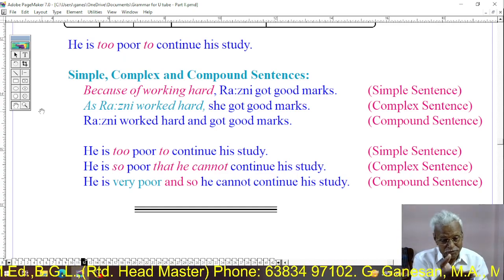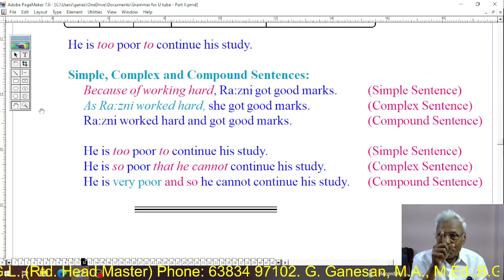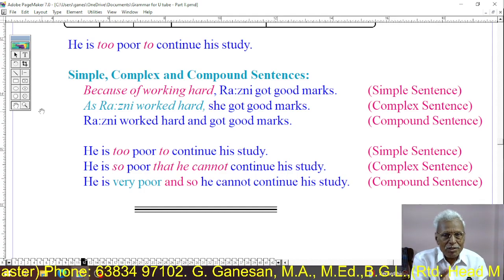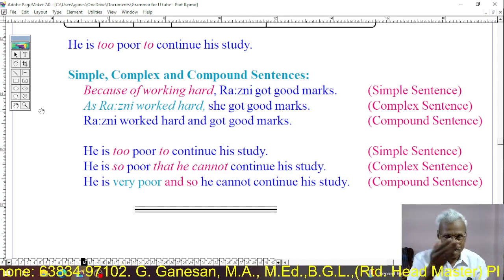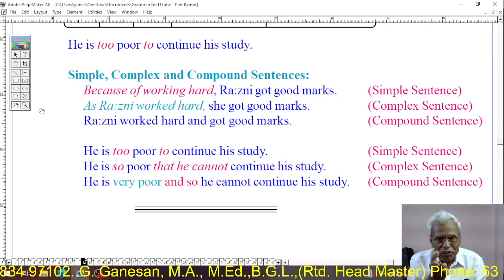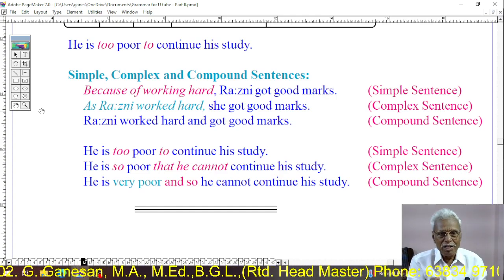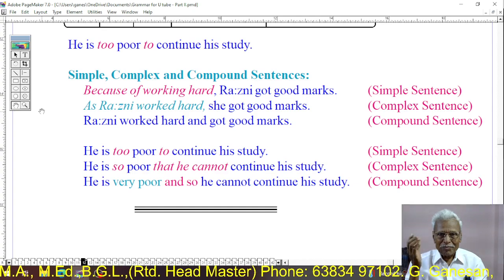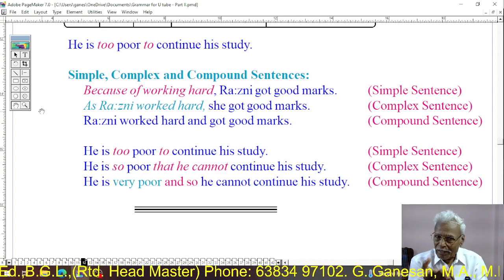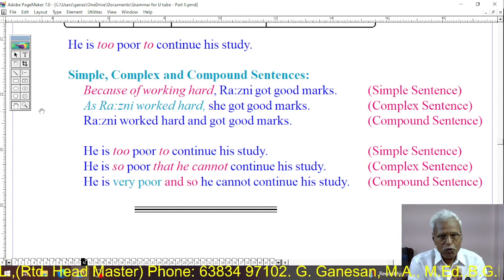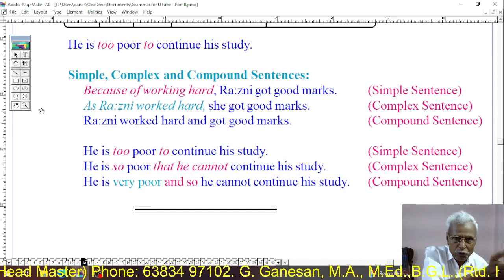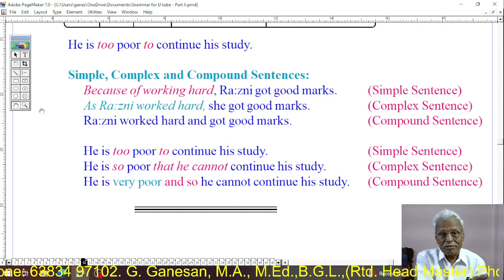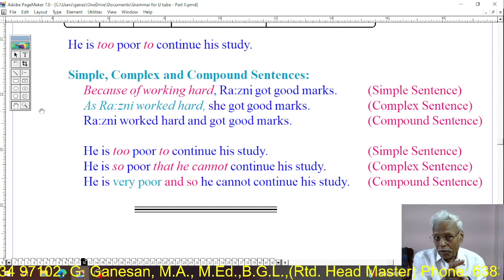In the way of converting a phrase into a clause, I have introduced you to changing a complex sentence and a compound sentence into a phrase, into a simple sentence. In the name of reducing a clause into a phrase, I have introduced to you the methods or the rules of changing a complex sentence into a simple sentence, a compound sentence into a simple sentence.